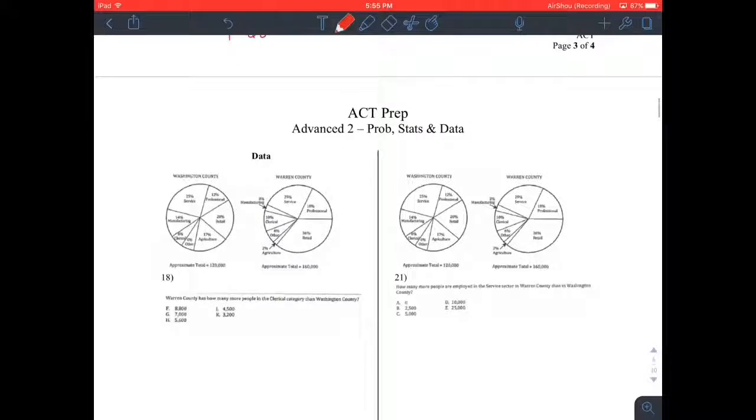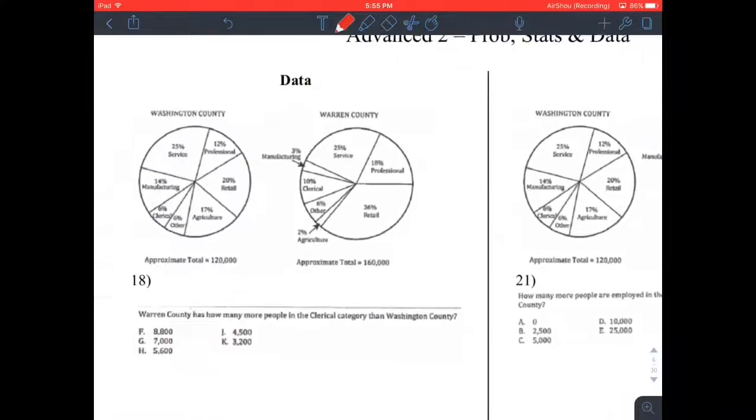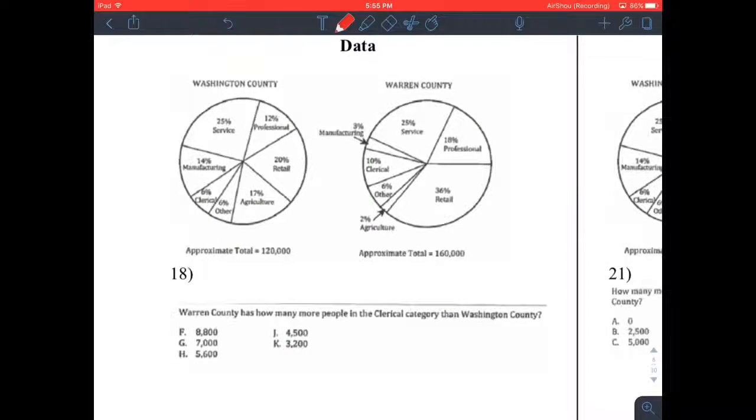We're going to look at some data here. I copied this picture just so we could easily see it with each of the questions. It's the same picture each time. So here we have Washington County, and it's the percent of people that have these different types of jobs. Total people in the county, 120,000. Then we got Warren County, different percentages, some are the same. Total people in that county is 160,000.